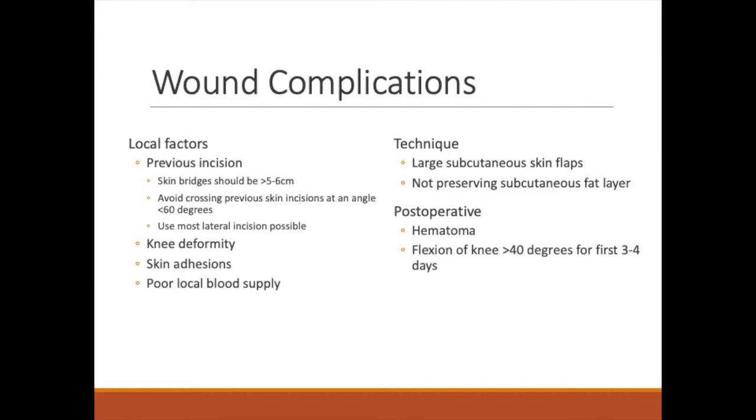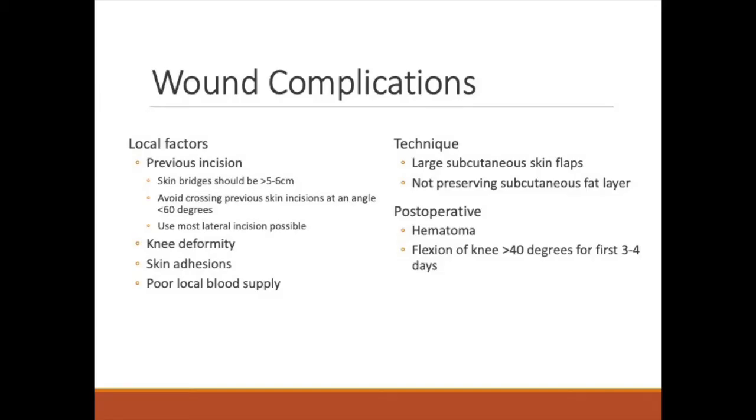the skin. The presence of skin adhesions or a significant scar from previous, that will obviously increase subcutaneous dissection. It may put you in the wrong layer where you're through the cutaneous blood supply rather than a full thickness fasciocutaneous flap, and a lot of other issues can arise. And then obviously poor local blood supply. So if you have poor blood flow, then you're going to have poor healing.